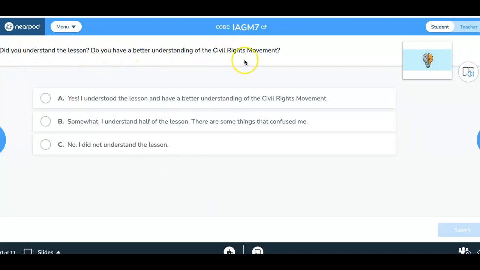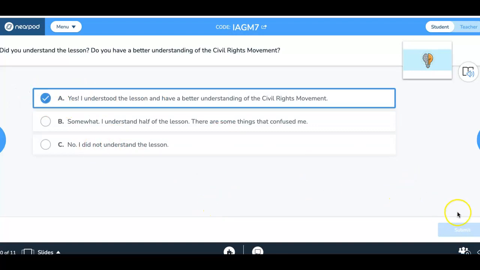Do you have a better understanding of the civil rights movement? So we have A, B, and C. A is saying, yes, I understand the lesson, and I have a better understanding of the civil rights movement. And then B, somewhat, I understand half of the lesson. There are some things that confuse me. And no, I did not understand the lesson. Hopefully, all the students will say A.